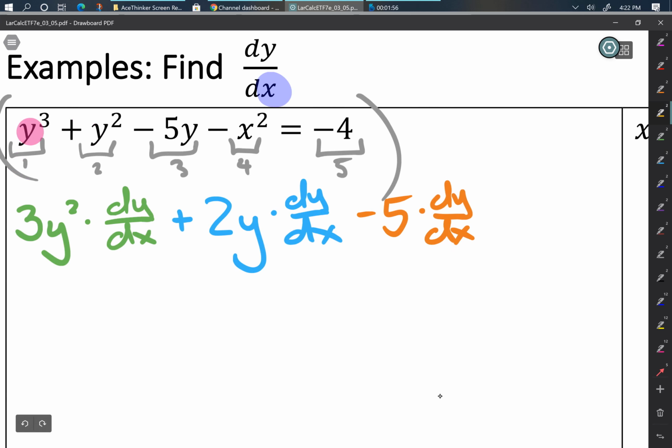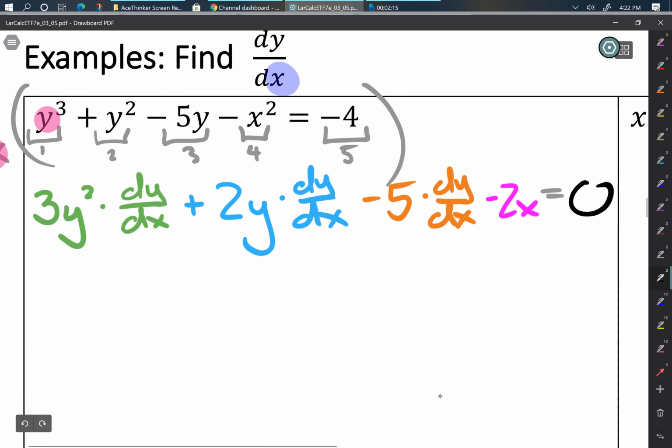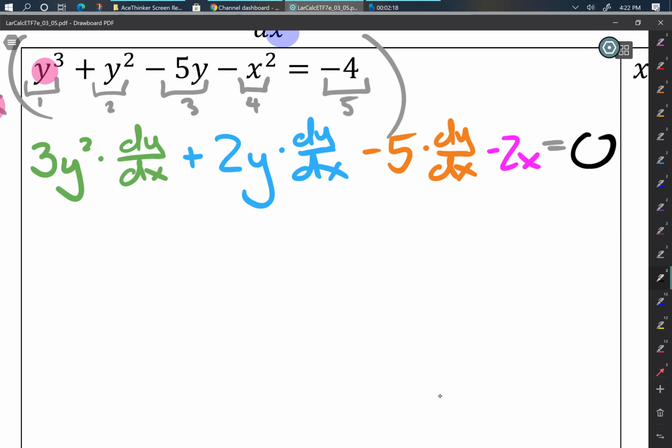Moving on to the fourth term. Hey, the variable matches. It's x squared with respect to x, so that's just negative 2x. And then we run into an equal sign. And on the right-hand side of the equal sign, we have negative 4. And the derivative of a constant is always 0. So I'm to here. So I took the derivative, and now I got this mess.